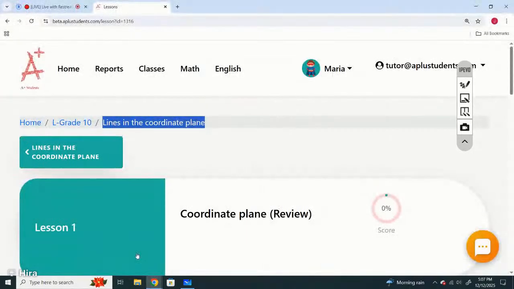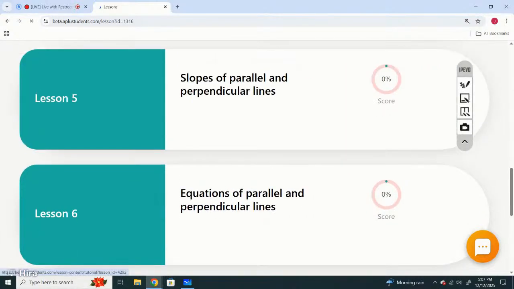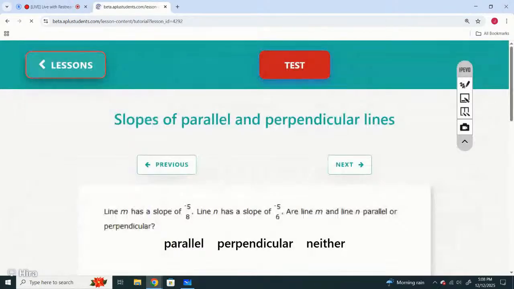Here I'm on grade 10 math. The chapter we're on right now is lines in the coordinate plane. Let's just start with the lesson on parallel and perpendicular lines. Line M has a slope of negative 5 by 8. Line N has a slope of negative 5 by 6. Are line M and line N parallel or perpendicular?